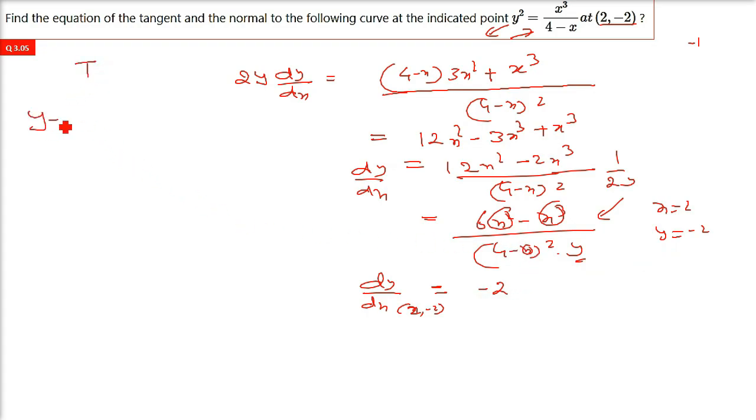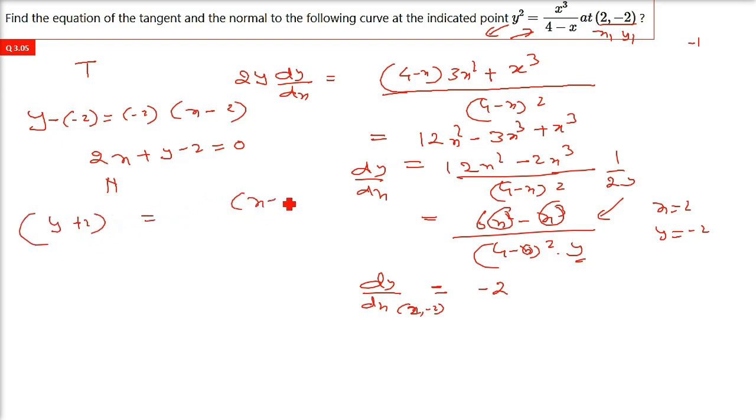How about the slope of the normal? It will be negative 1 divided by negative 2. What will be the equation? y minus y1 equals m into (x minus x1). In this case, we have minus 2 as the slope. x and y are 2 and minus 2. You will take x as 2, y as negative 2. Now multiply this and resolve it and try to formulate it in the form of your equation. This is the equation of the tangent, 2x plus y minus 2.